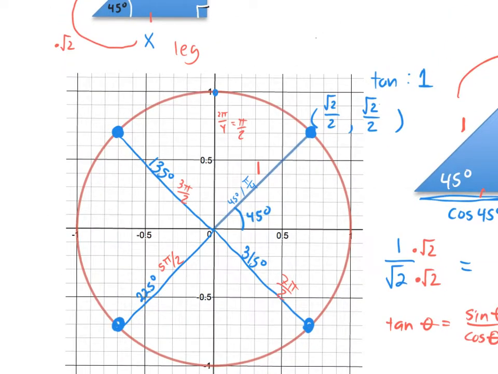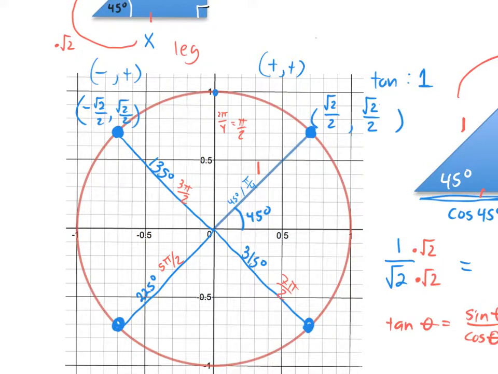Now, we know that this quadrant is positive, positive, and this quadrant is negative, positive. So let's use that information to extrapolate what the sine and the cosine are going to be over here. Well, all we have to do is change the x value. So negative radical 2 over 2, and the y value stays exactly the same. So those are the coordinates of the rotation with 135 degrees.